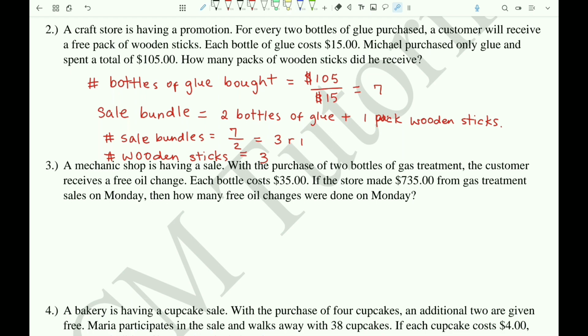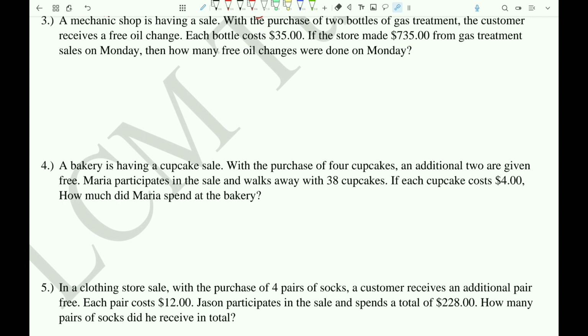Let's move on to question 3. Okay, so on to question 3. A mechanic shop is having a sale. With the purchase of 2 bottles of gas treatment, the customer receives a free oil change. Each bottle costs $35. If the store made $735 from gas treatment sales on Monday, then how many free oil changes were done on Monday?